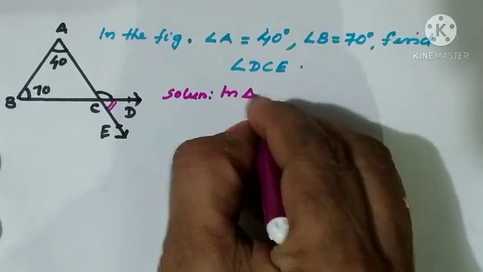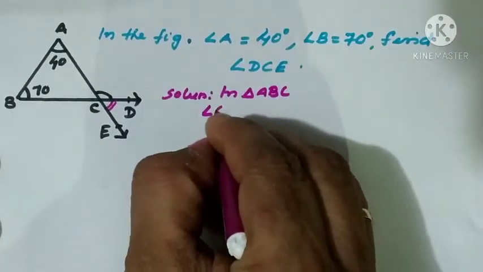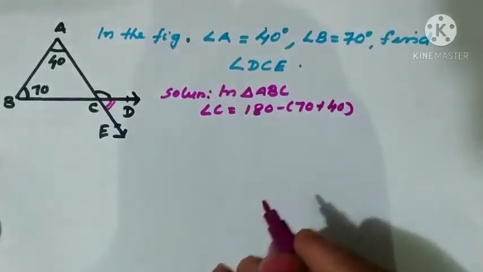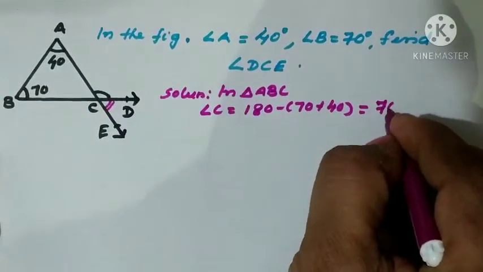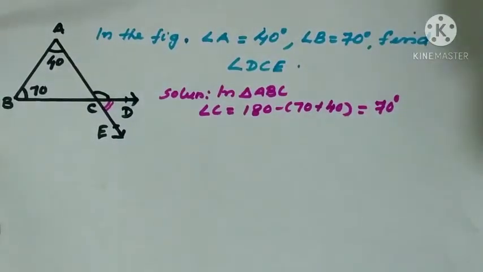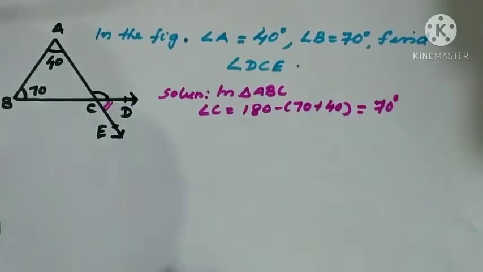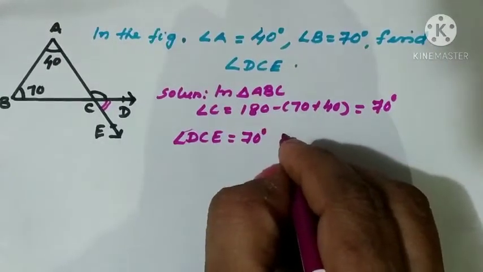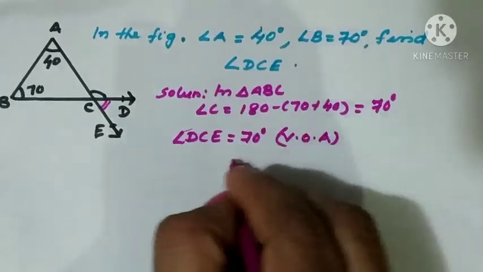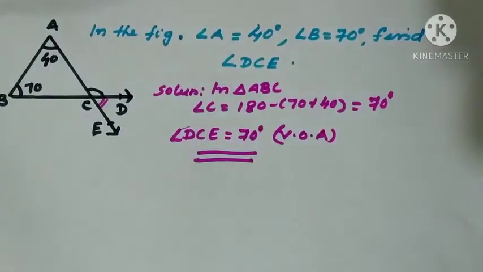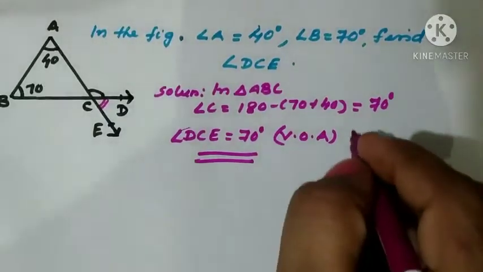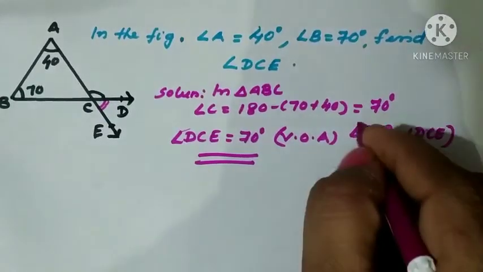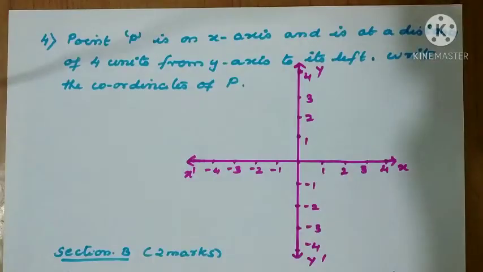In triangle ABC, angle C is equal to 180 minus (70 plus 40). What is 70 plus 40? It is 110. So it is equal to 70 degree. Right? Then if it is 70 degree, what is angle DCE? Angle DCE is also equal to 70 degree because of the vertically opposite angle. For more clarity, we can write that angle ACB equal to angle DCE, which is equal to 70 degree.